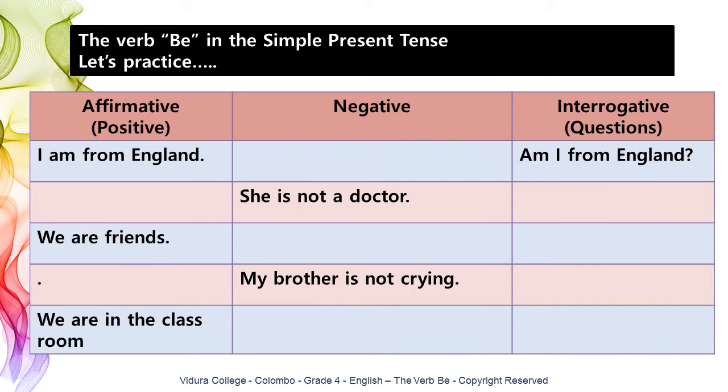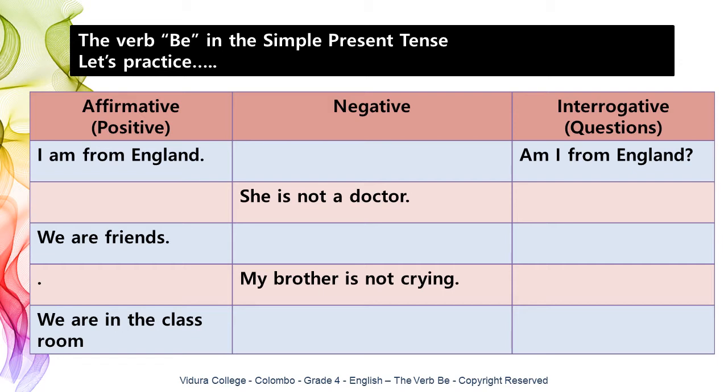Let's practice more. Here I have given you a table with three columns. First column is to write the affirmative sentence. Second column is to write the negative sentence. Third column is to write the interrogative sentence. First one. I am from England. What is the negative sentence? Yes, I am not from England. The interrogative sentence is, am I from England?